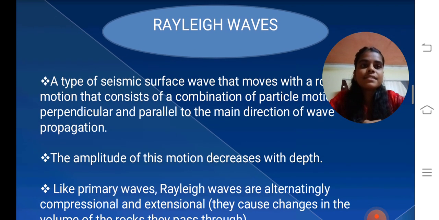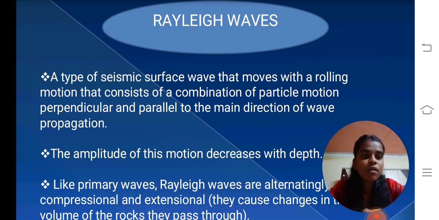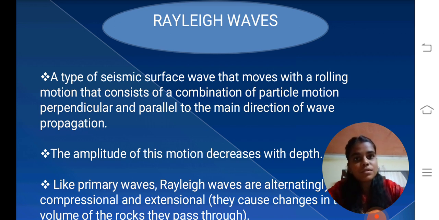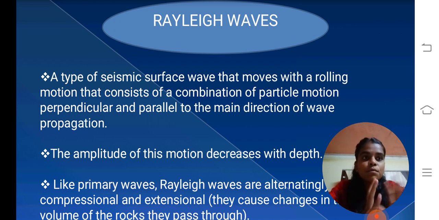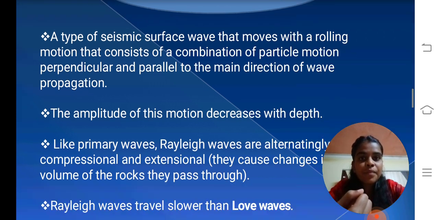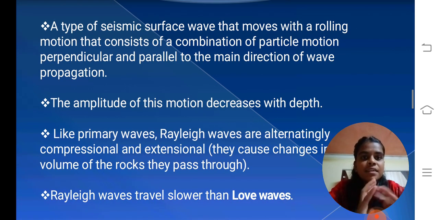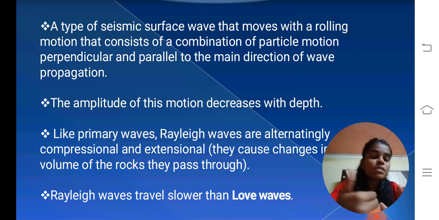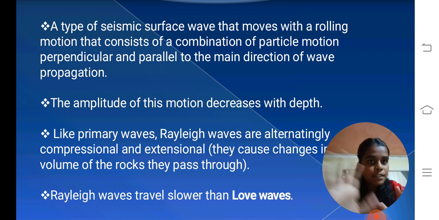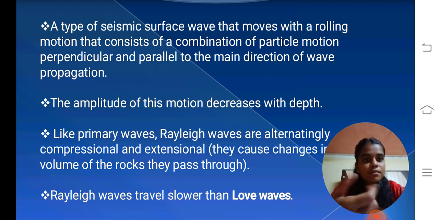Next is the Rayleigh wave, which is our main topic of discussion. Rayleigh waves are a type of seismic surface wave that moves with a rolling motion that consists of a combination of particle motion perpendicular and parallel to the main direction of the wave propagation. The amplitude of this motion decreases with depth, as I told earlier, and like primary waves, the Rayleigh waves are alternately compressional and extensional. Rayleigh waves travel slower than the Love waves, which are similar to the S waves or shear waves.